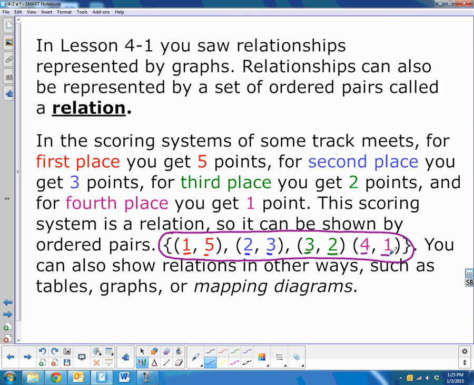So that's set notation. We're also going to be looking at tables, graphs, and what are called mapping diagrams. Now, mapping diagrams are a really nice visual way to show a relationship between things, and we'll use that to help us determine if something is a function as well. So we're going to look at some mapping diagrams.